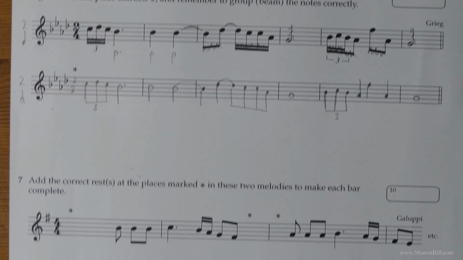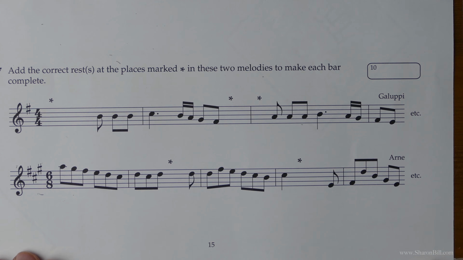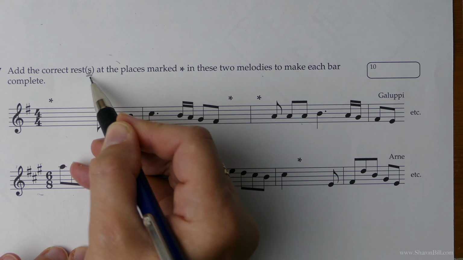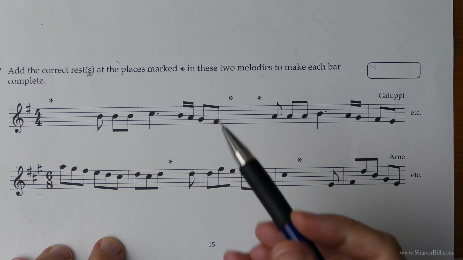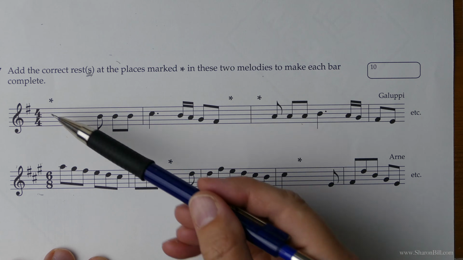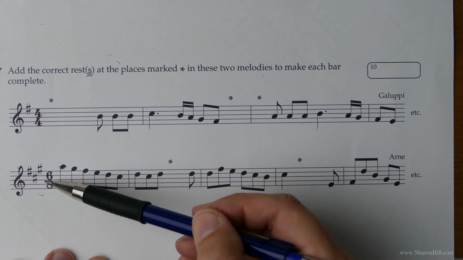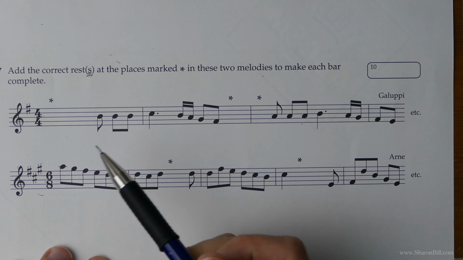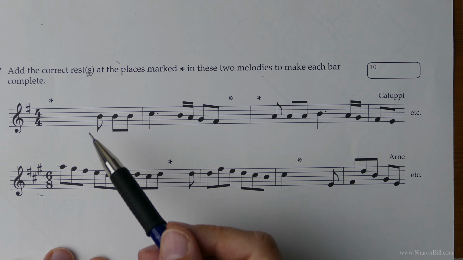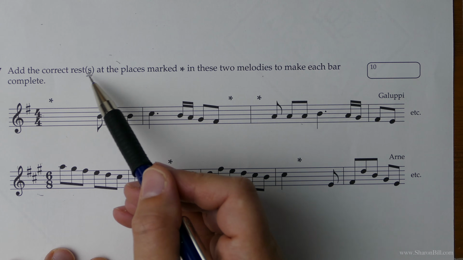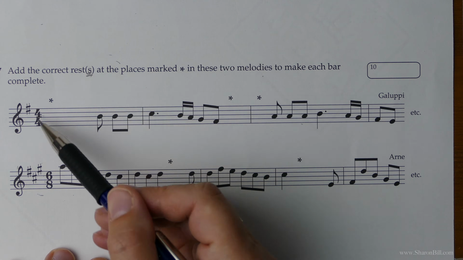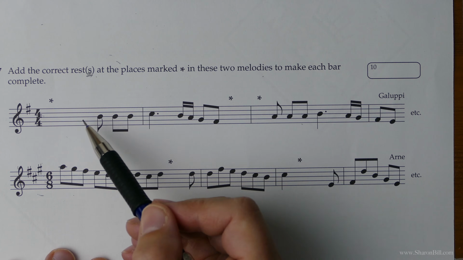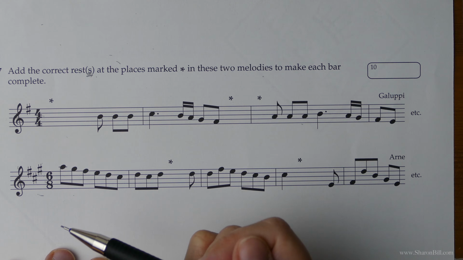Let's have a look at this next question. So question 7 asks us to add the correct rest or rests. That's the really important point there. At the places marked with a star in these 2 melodies. So watch out, there's 2 separate time signatures. So we've got 2 separate ideas of adding rests in here. Because remember, the same rules that apply for beaming apply for rests. We need to show each new beat, and each new beat needs a new rest. So it's not just a matter of filling in the gaps. We've got to allocate the beats correctly.